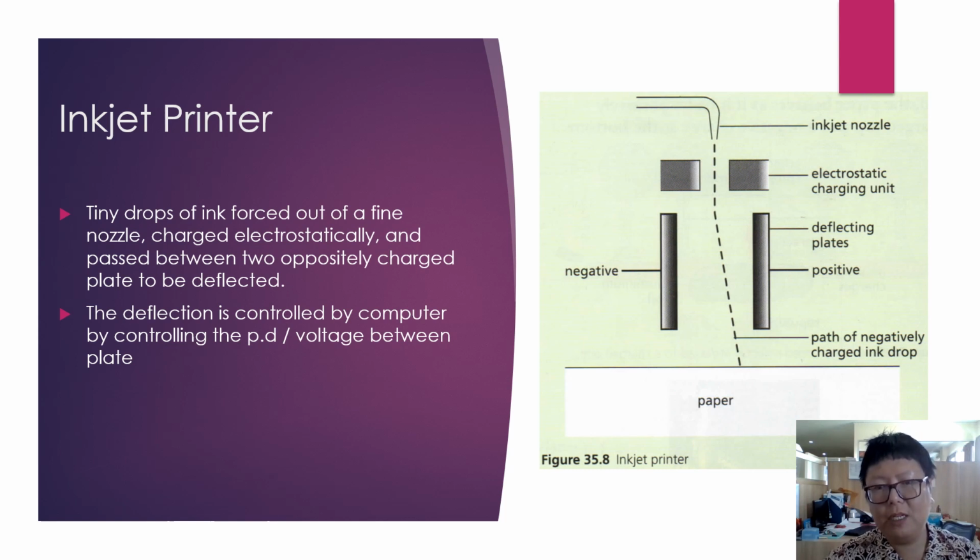So the laser printer doesn't use any light. It doesn't use any reflection of light on the paper, but uses the computer to control or make an image in the form of electrical shadows.